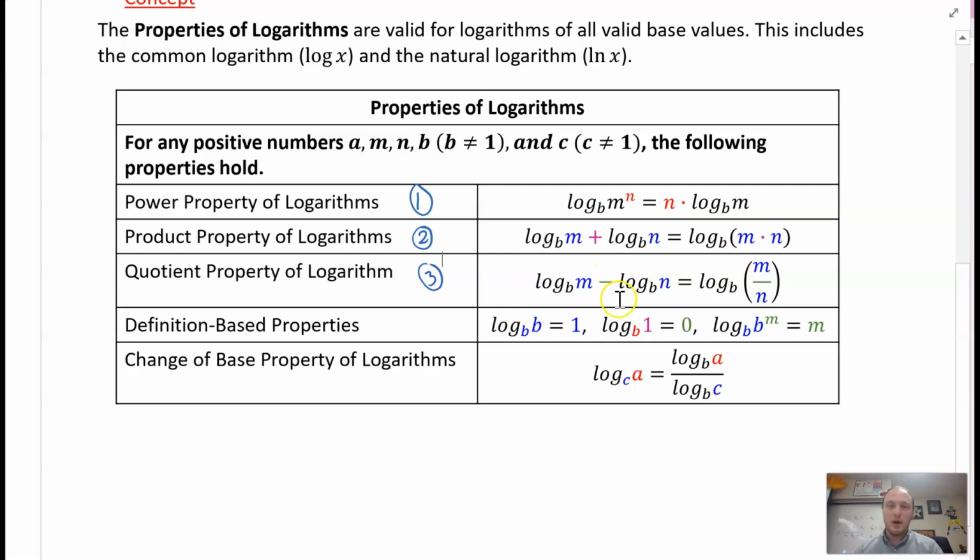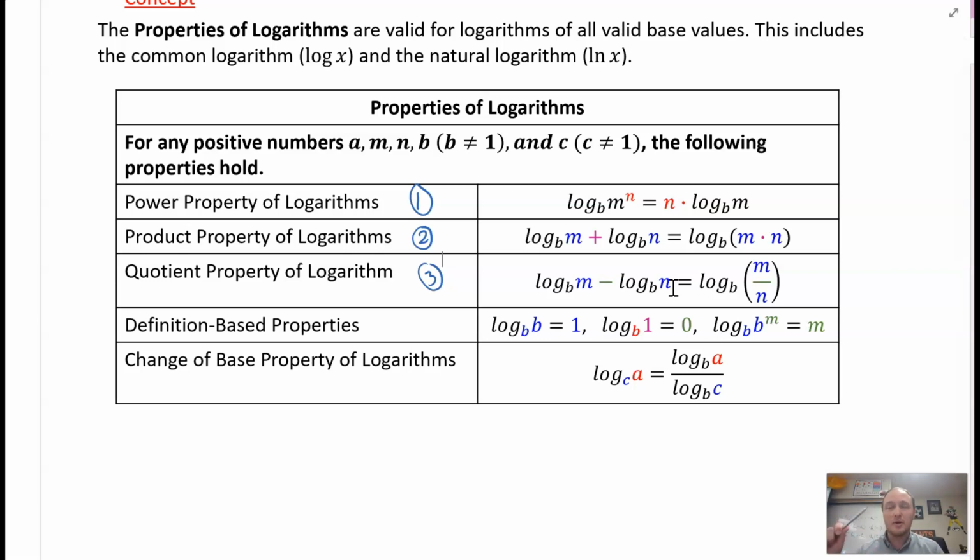Same with the quotient property. I'm subtracting, taking the difference of the same logarithmic base. I can combine them into one logarithm and I divide those arguments. So again, it's important to note the first minus the second, so the first one is on top. So m minus n would be m divided by n inside of those logarithms.